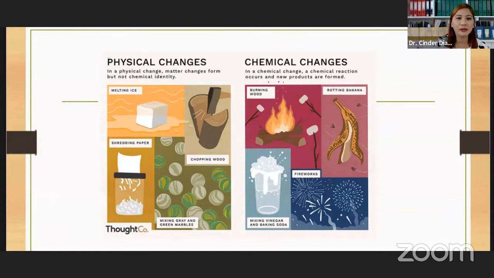While in chemical changes, a chemical reaction occurs and a new product is formed. So examples are burning wood, rotting banana, fireworks during the New Year and Christmas Eve, and we have also mixing vinegar and baking soda. So all of these chemical reactions that we are talking about, let's try to connect that onto the different types of chemical reactions.